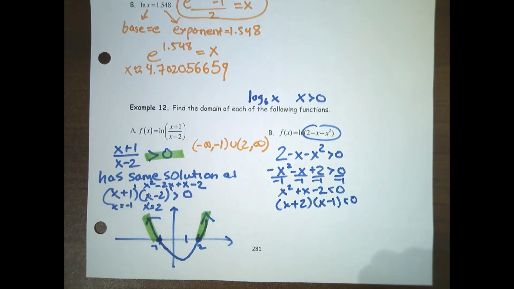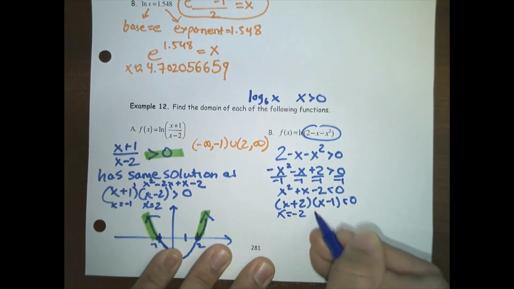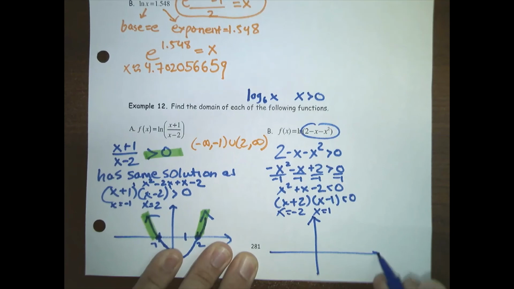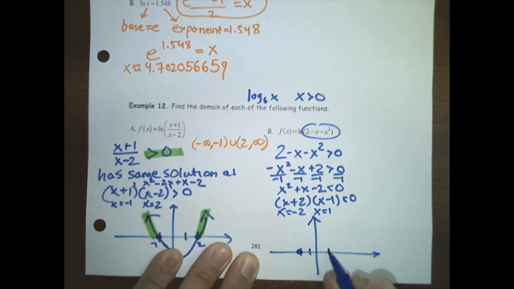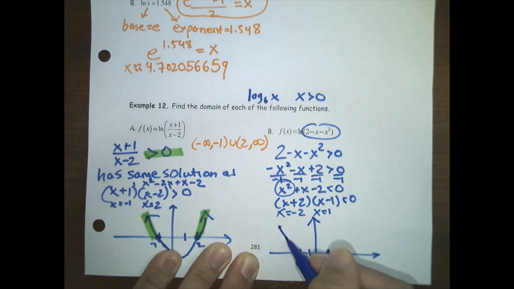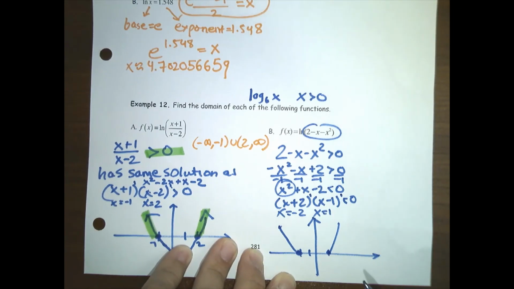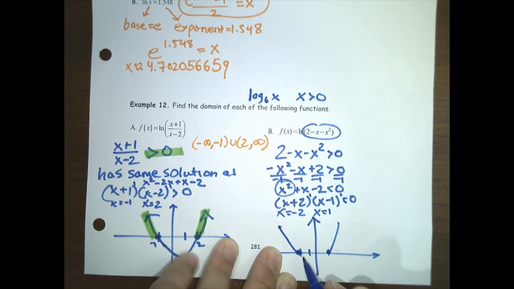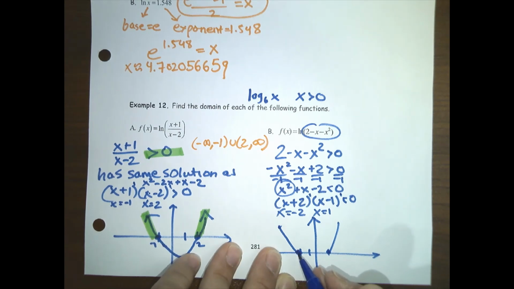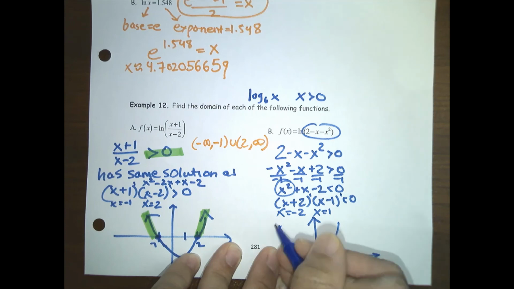And so then, what do you have? Well, you have zeros at x equals negative 2 and x equals 1. This is an even powered function, so the end behavior is opening up like this. And I know this is to the first power, this is to the first power. So the graph crosses the axis at x equals negative 2 and 1. So it looks like this.